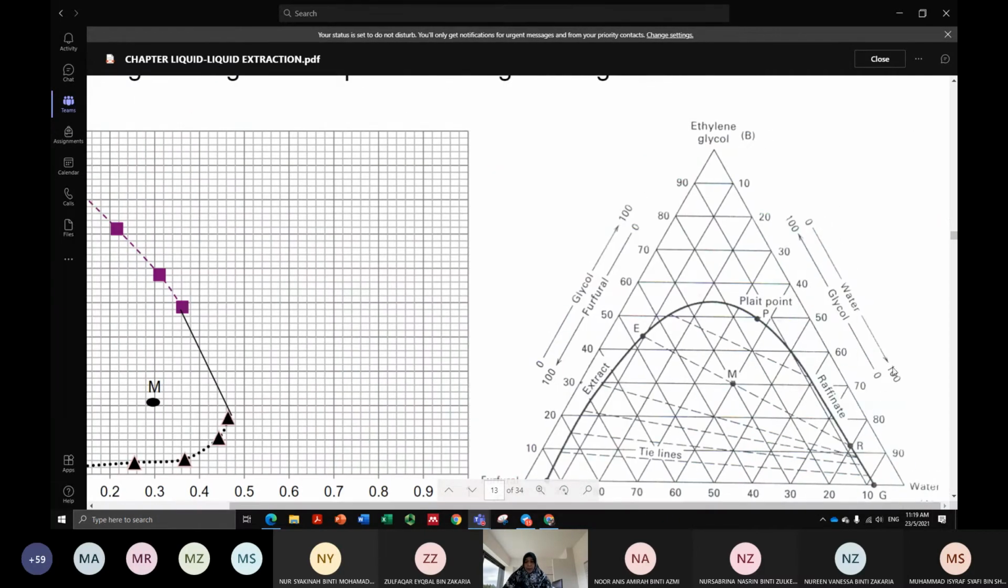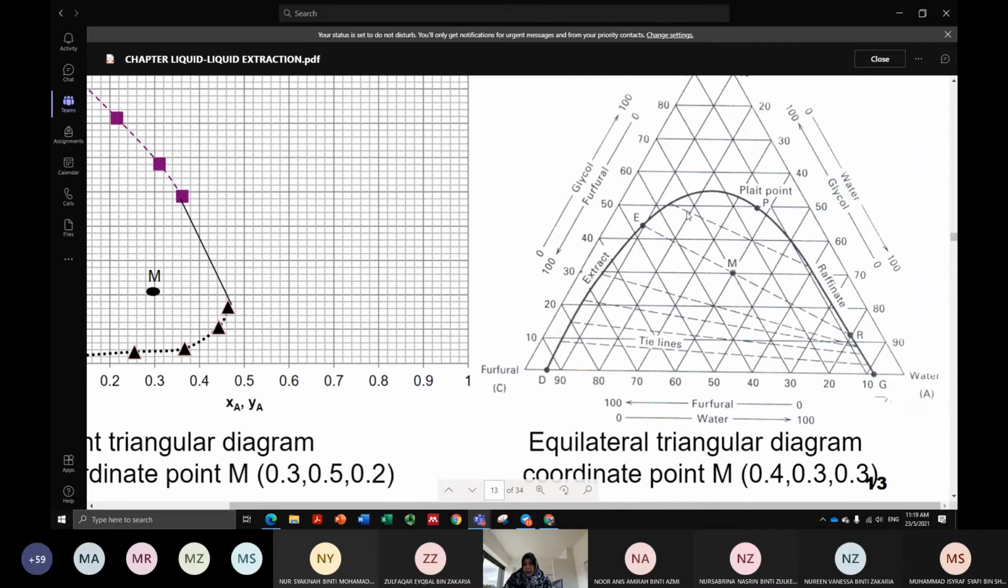Hopefully it's okay. So you're going to have a dotted line here. This dotted line is the couple between the extract and the raffinate. When you take the sample in the lab, in the experiment, you're going to take the first sample, and then the second sample, third sample, and so on. That sample will give you one tie line to build your equilibrium curve diagram.